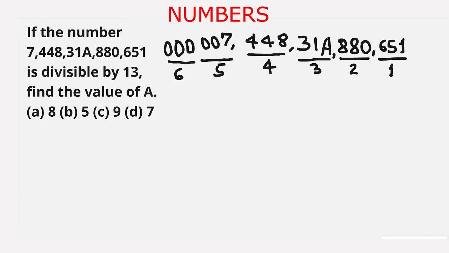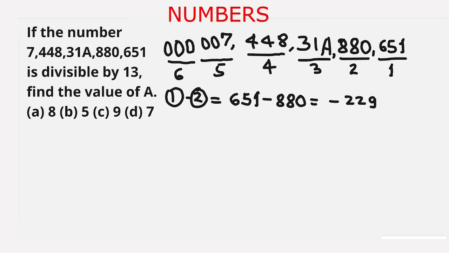Now every 1 and 2 will be one pair, 3 and 4 will be one pair, and 5 and 6 will be another pair, and we subtract these pairs as I am doing it here. You just watch it. 1 minus 2, this is equal to 651 minus 880. This is equal to minus 229.